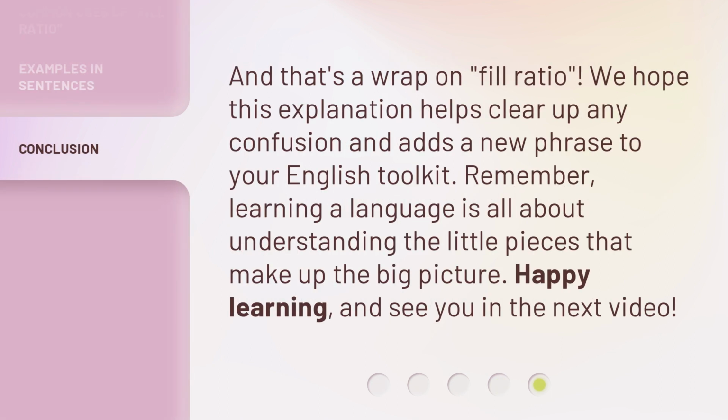And that's a wrap on fill ratio. We hope this explanation helps clear up any confusion and adds a new phrase to your English toolkit. Remember, learning a language is all about understanding the little pieces that make up the big picture.